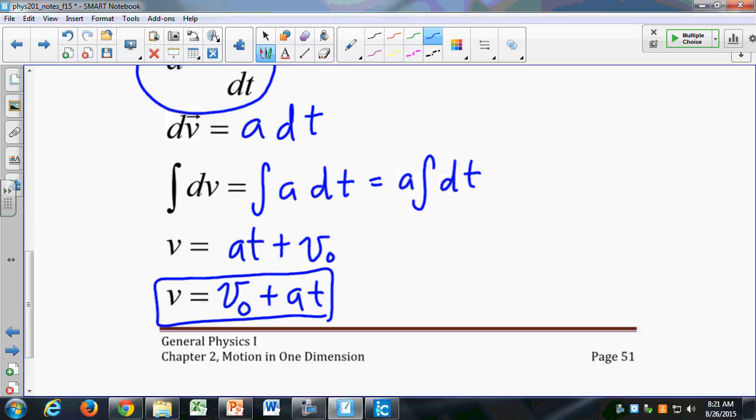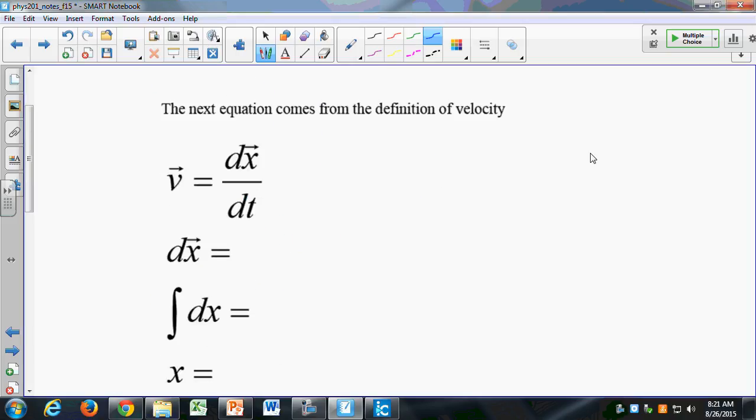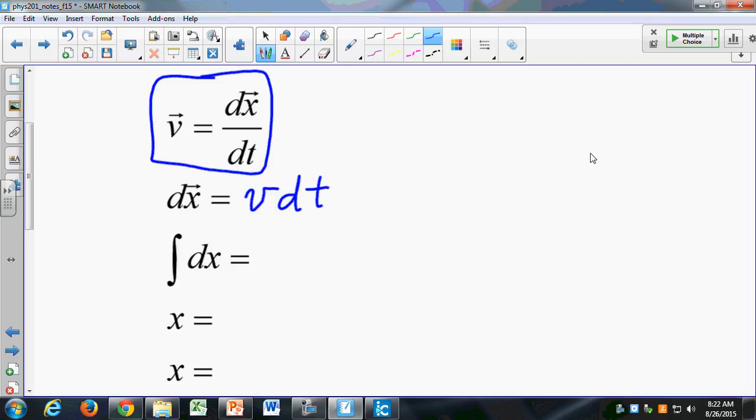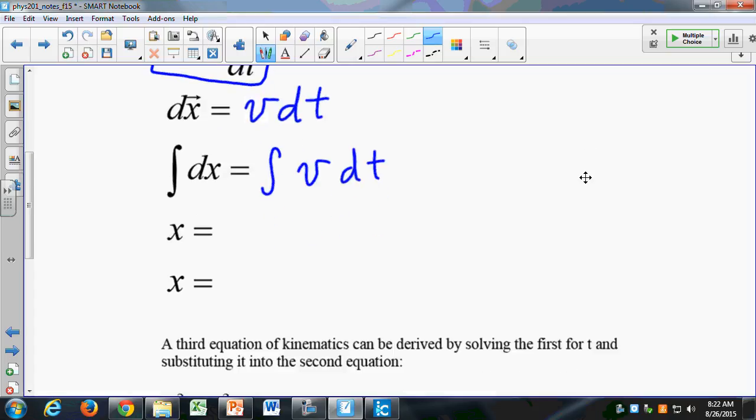So we know that v is equal to v naught plus at. And then the next equation comes from the definition that velocity is the derivative of the x position with respect to time. Then dx is equal to v dt, right? Just like we did before. If I take the integral, that's going to be the integral of v dt. The integral of dx is just x, so this just carries down to x.